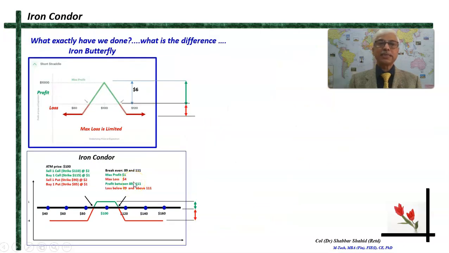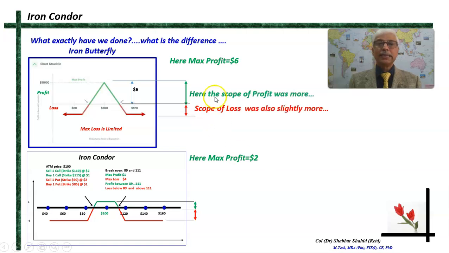Alright. So what is the difference? What have we done? What is the difference between an iron butterfly and an iron condor, or an iron fly and an iron condor? Here the maximum profit or the maximum premium that you could retain was 6. In this case, the maximum premium that you could retain was 2. Alright. In this case, the scope of profit was more, so the scope of loss was also slightly more.